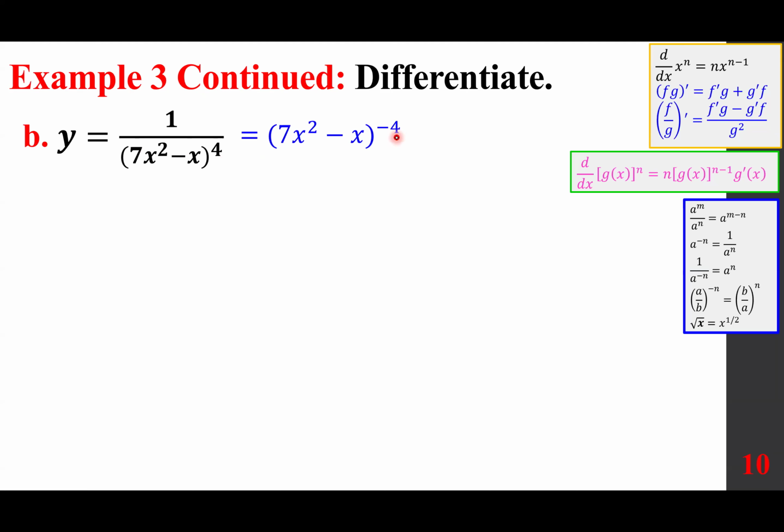Now use the extended power rule, which says n, so minus 4, times g of x to the power of n minus 1, this one to the power of minus 5, because when you subtract 1 from negative 4, you get negative 5. And finally, the derivative of the inside, which is 14x minus 1. And again, we're done with calculus. Notice this one has a negative exponent, so you put it down with a positive exponent. I'm talking about exponential rules, more specifically, negative exponential rules.